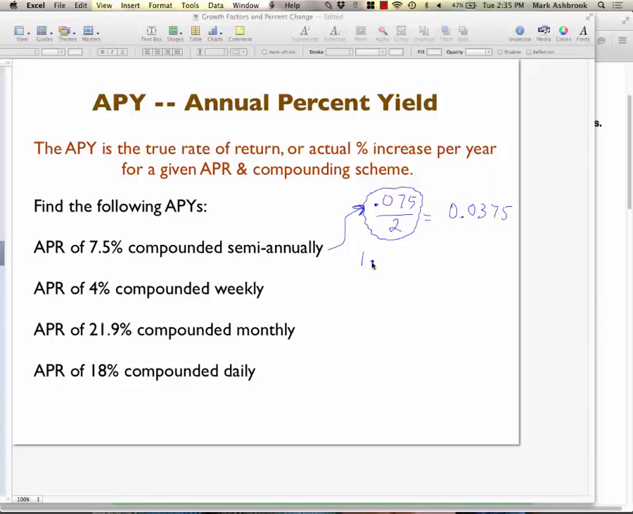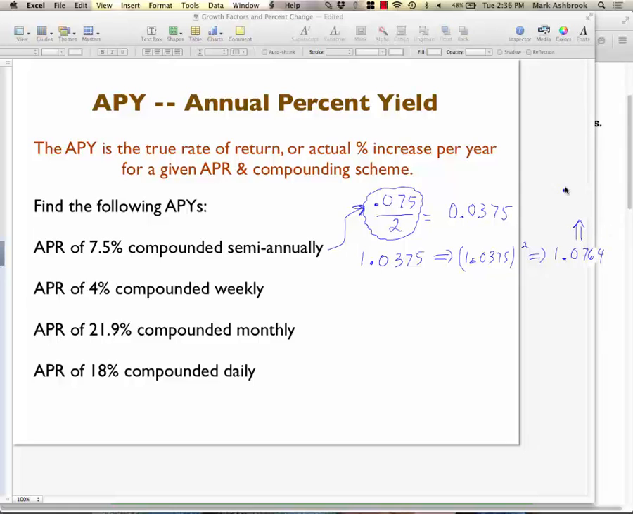Add 1 to that. And what's that number mean? 1.0375 is the growth factor for 6 months. Good. So you square that one to get the yearly one, and then you subtract 1. Well, what do you got? 1.076. Let's do one more decimal place. 1.0764.